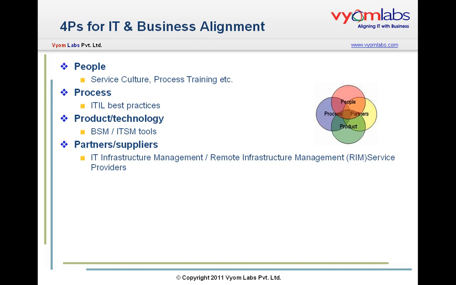So what are these four P's? The four P's are: one is people, the people in your organization, especially in IT; second is process; third is product and/or technology; and fourth is partners or suppliers.